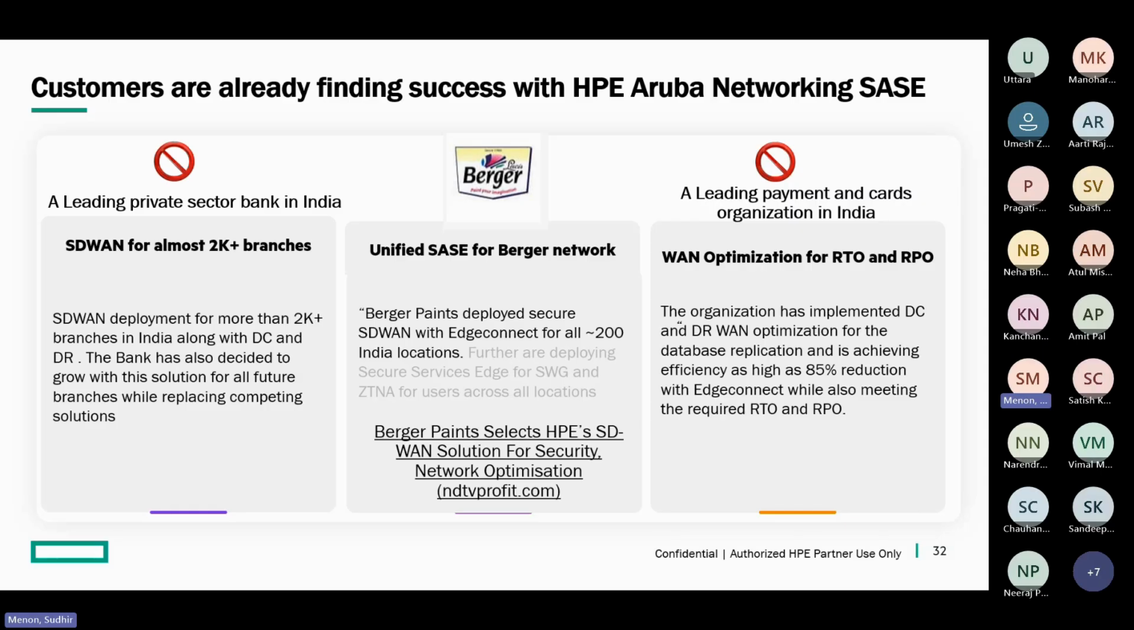Not to mention the WAN optimization, which has been an exciting story, possibly there for almost two decades, with TCP acceleration, compression, etc., to meet your required RPO. So we have a good case study with a leading financial organization where we are achieving almost 82% reduction of the Oracle traffic to meet the required RPO. So these are the three prominent case studies that I wanted to call out as part of this presentation.